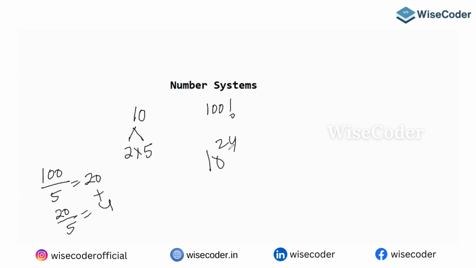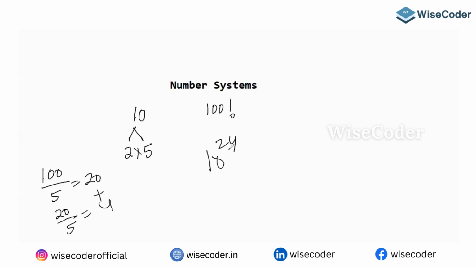Are you getting my point? He's going to ask you like this: find the highest power of 10 that divides 100 factorial. It surprisingly came easy, because 2 into 5 gives you 10. Definitely 2's will be more than 5's, so calculate the larger-number thing. So 5 will give your answer.